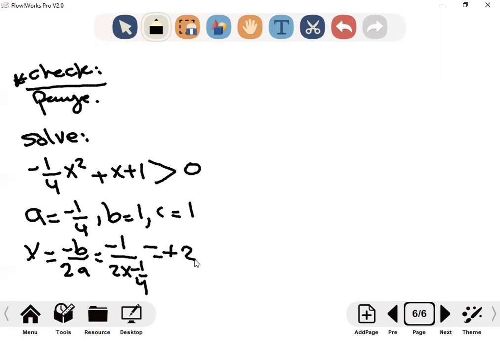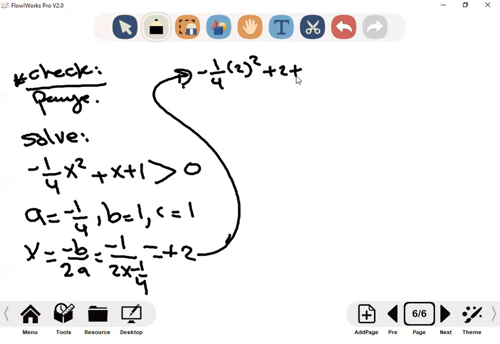Okay? Now replace the 2 here to know the vertex. Yeah, let's replace. Put 2 here. Negative 1 over 4, multiply 2 power 2, plus 2 plus 1 equal. This is negative 1 plus 2, 1 plus 1, 2. So the vertex is 2 and 2. Notice, or don't forget, that A is negative, means it opens where? Downward. And the vertex is 2, 2.